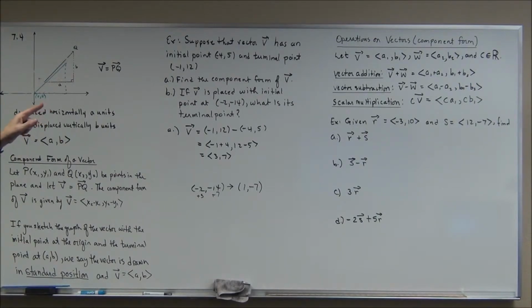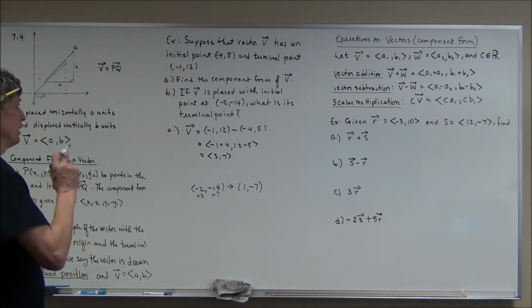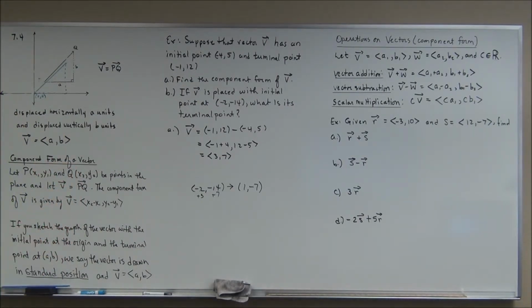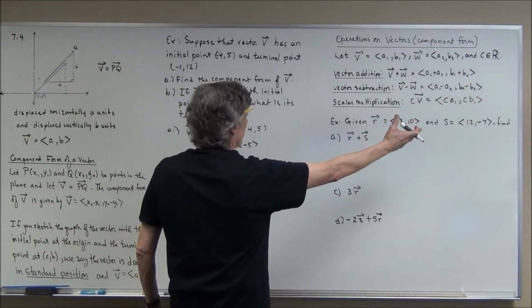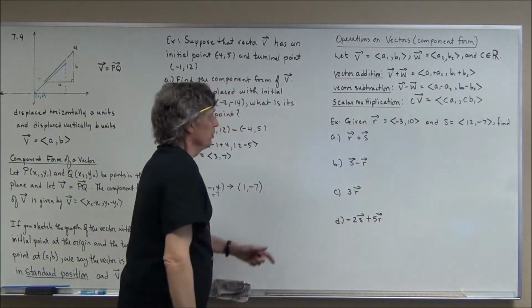Not only can we write vectors in component form, again, horizontal displacement, vertical displacement, but in component form we can add vectors, we can subtract vectors, and we can do scalar multiplication with vectors, which is a heck of a lot less hassle than trying to do it geometrically. This is referred to as doing it algebraically when we're using component form. So we're going to do an example here.